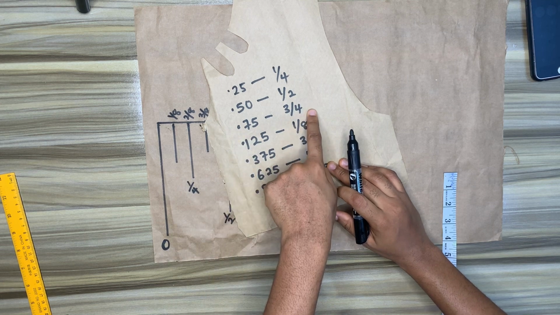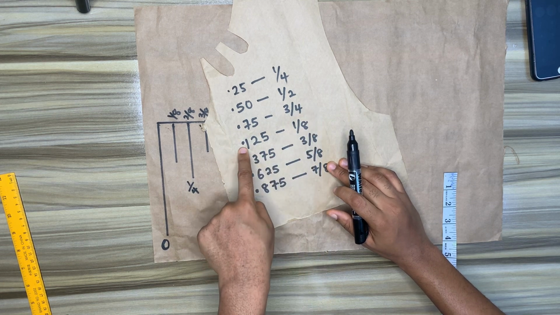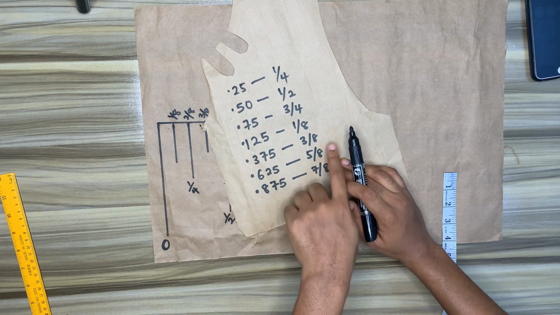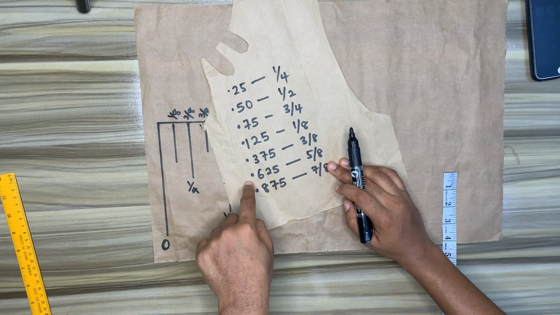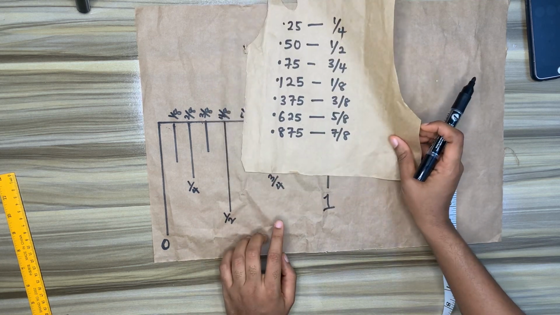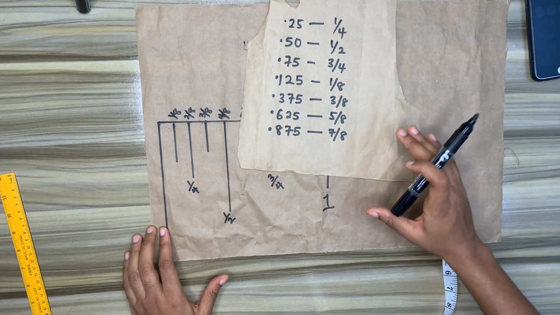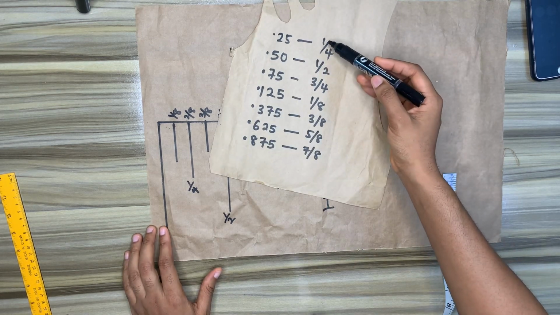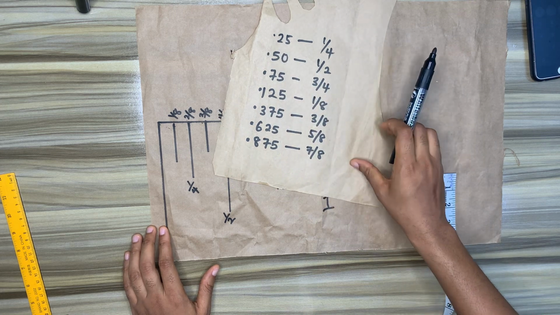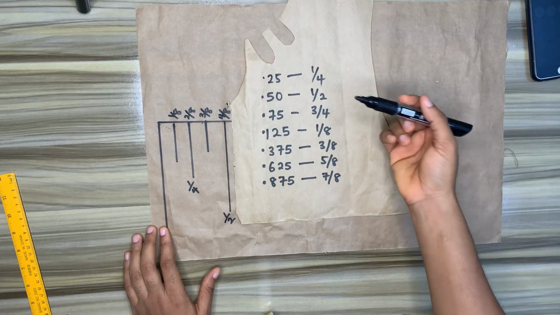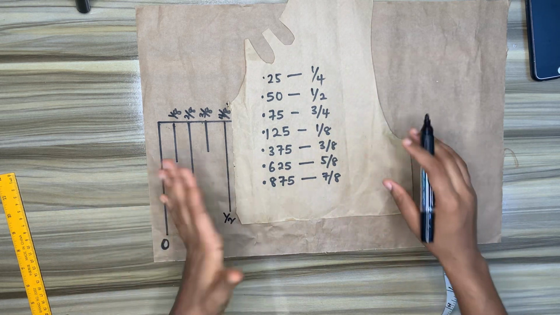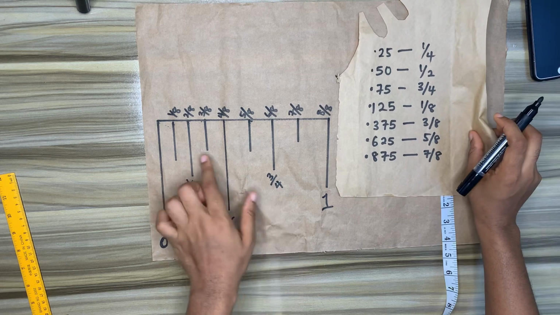0.75 is 3 over 4, that's 3/4, 0.125 is 1 over 8, 0.375 is 3 over 8, 0.625 is 5 over 8, 0.875 is 7 over 8. So this is just simple. Just punch 1 divided by 4 on your calculator, you get 0.25. So when we're using these terms, 0.25, 0.5, 0.75, most people find it confusing, but it is all on our tape measure rule.